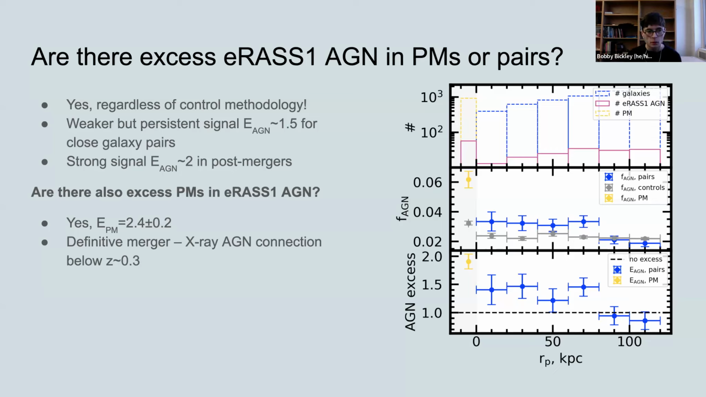So what we find also is that the inverse, or I guess the orthogonal question, is also true, in that if we take a sample of eROSITA AGN and match them on R-band absolute magnitude and redshift to a sample of galaxies that are not hosting AGN, post-mergers are around twice as common in the AGN sample compared to an inert or a quiescent sample, basically. So in this sample, we do find this really strong and sort of bidirectional merger X-ray AGN connection.